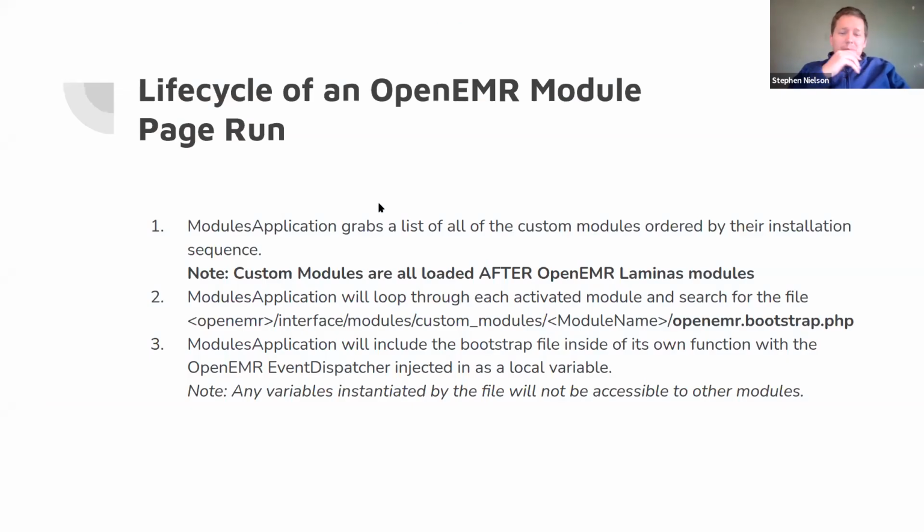Okay. So that's how those modules run in the life cycle. So what does that mean? Well, that means that you have available on a module anywhere where the globals.php file is instantiated.